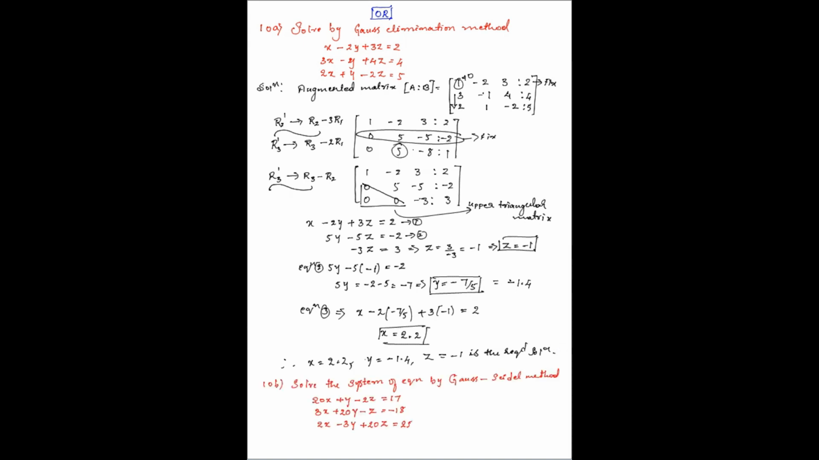The next problem, 10th, we solve the system of equation by Gauss-Seidel method. So they have given the system of equation. We should solve this by Gauss-Seidel method. The Gauss-Seidel method says that the first row, first element should be always greater than the sum of the other two values. So 20 should be greater than... Here 20 is greater than 3 plus 1, again 4. 20 is greater than 5.